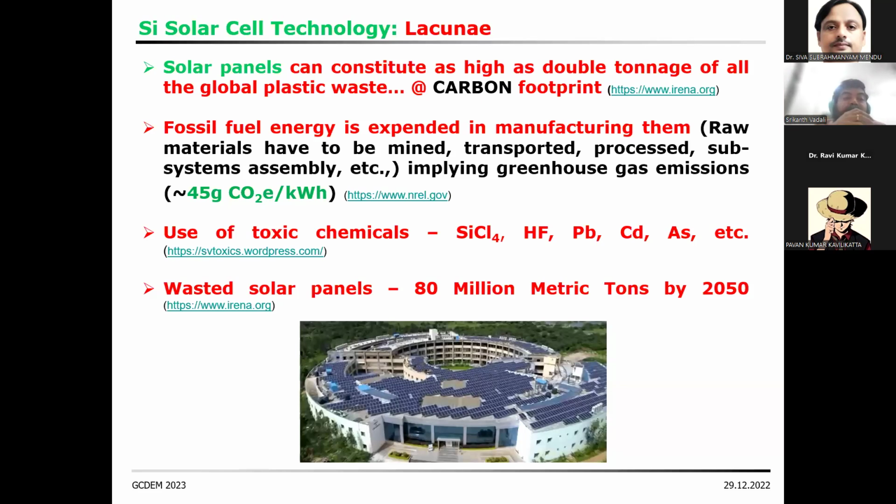Now, the solar panel is made, the solar panels work, and then they come to the end of their life. We call them wasted solar panels. By 2050, we are going to produce throughout the world 80 million metric tons, that is 80 multiplied by 10 power 6 multiplied by 1000 kilograms, by 2050. Where will we put them? What will we do with such a huge dump of wasted solar panels?